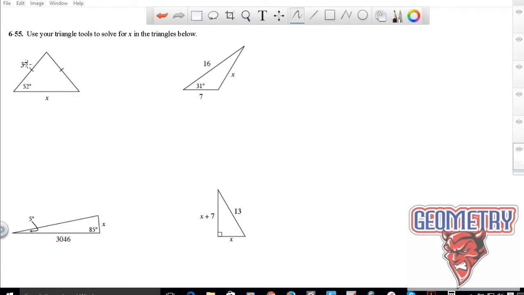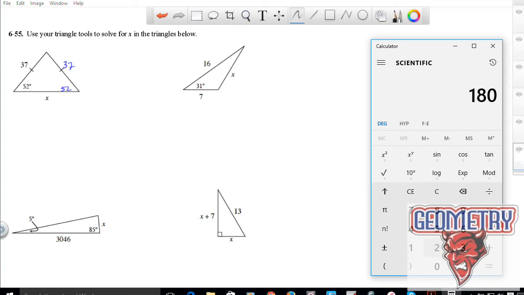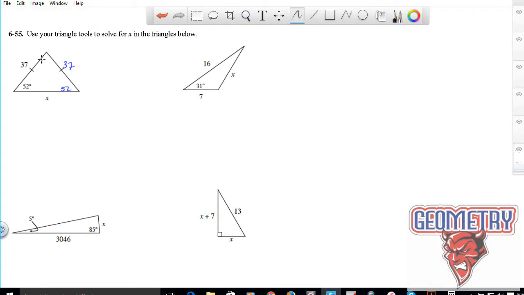So this side is 37, this side also has the same marking, that's 37, that's 52, that's 52, and then we can find that third angle there. We do 180 minus 52 minus 52, that gives us 76 for this angle here. So one thing we could do is law of sines, right? Sine of 52 over 37 equals sine of 76 over x, which is probably what I'm going to do.